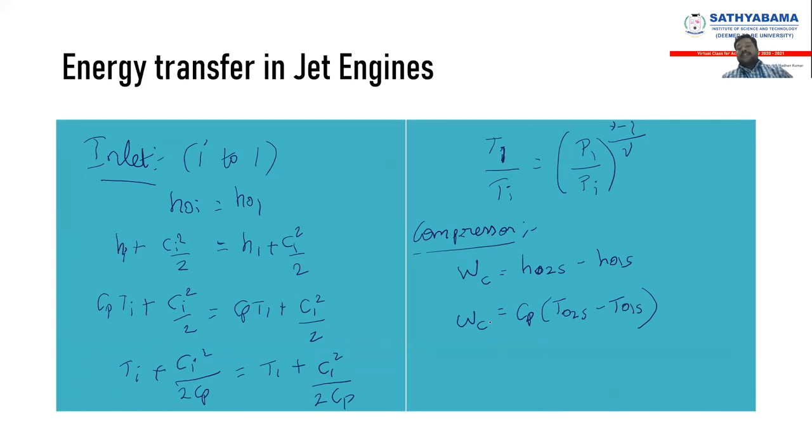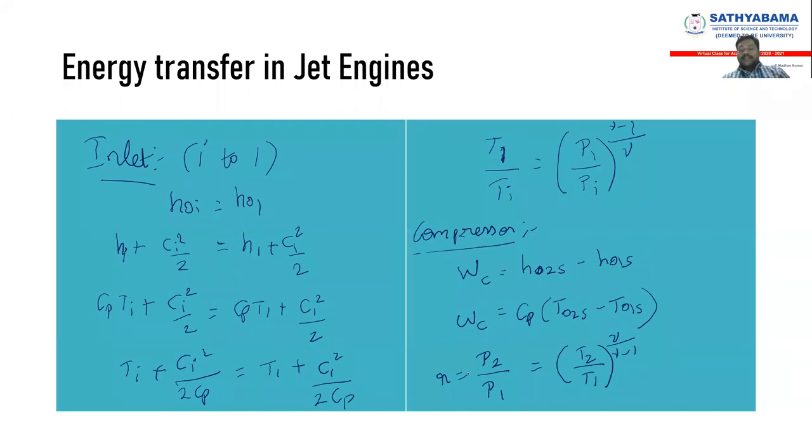Then, in order to find the temperature ratio, the temperature ratio is T2 by T1. When you want to find T2 by T1 or the pressure ratio, the pressure ratio is P2 by P1. So P2 by P1 is equal to T2 by T1 whole to the power of gamma by gamma minus 1. With the help of this, we can find the compressor pressure ratio. Let this compressor pressure ratio be R.